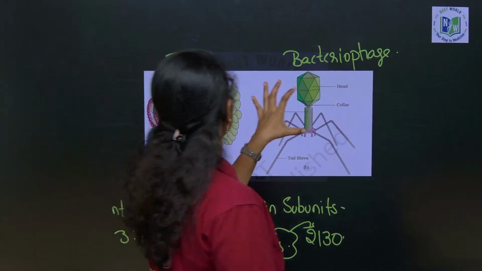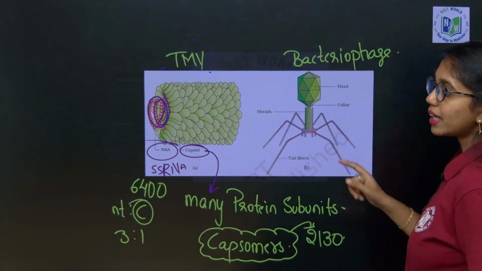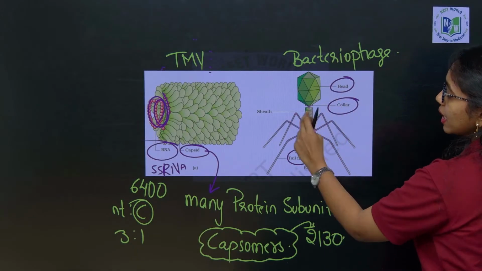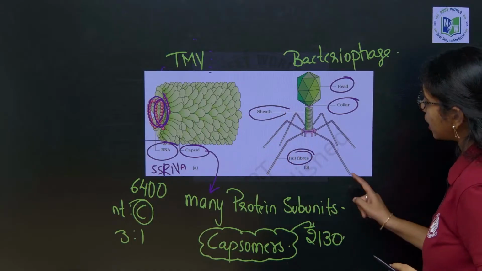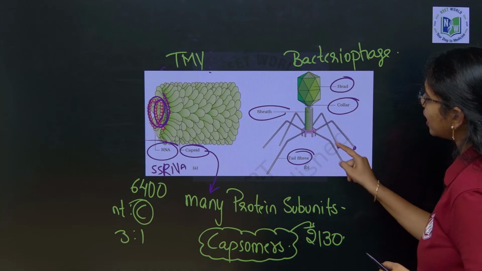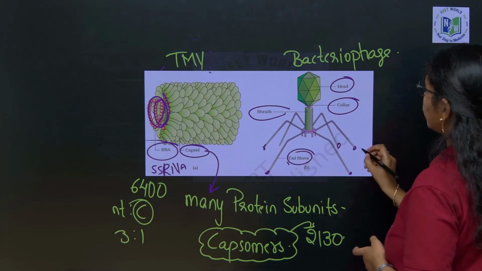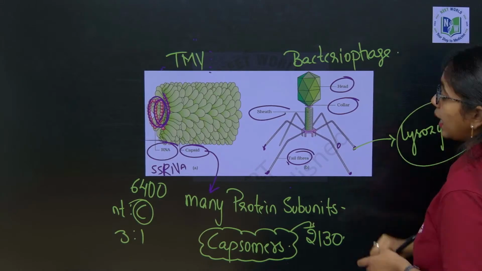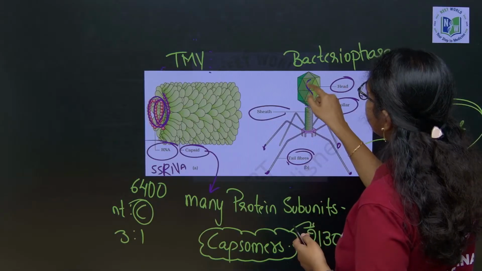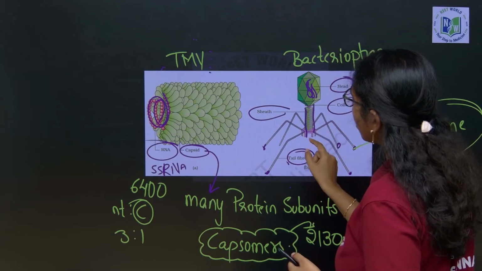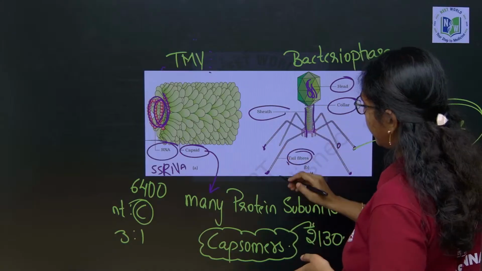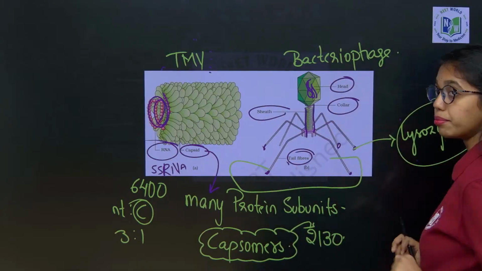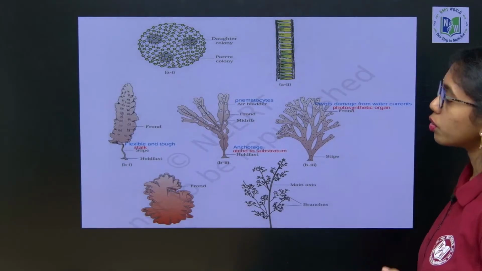And then here, bacteriophage: you can clearly observe the head, collar, that is the sheath, and tail fibers. At the end of the tail fibers there is an enzyme called lysozyme. At the head the genetic material is present, which is delivered through the collar into the bacteria, and the tail fibers attach to the bacteria and lyse the cell wall of the bacteria through lysozyme.